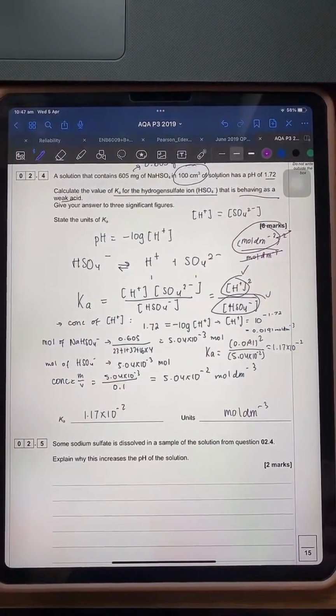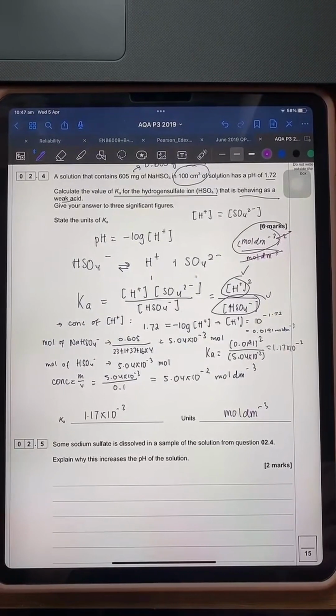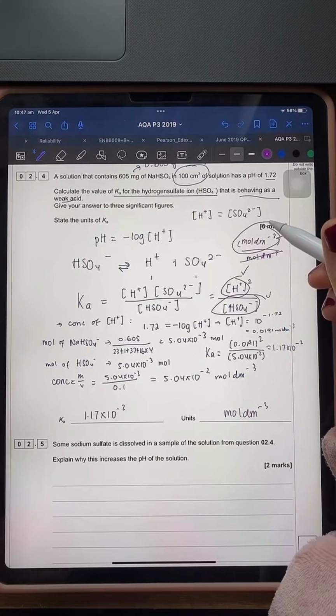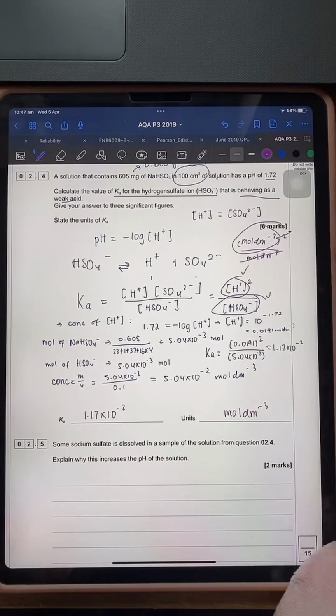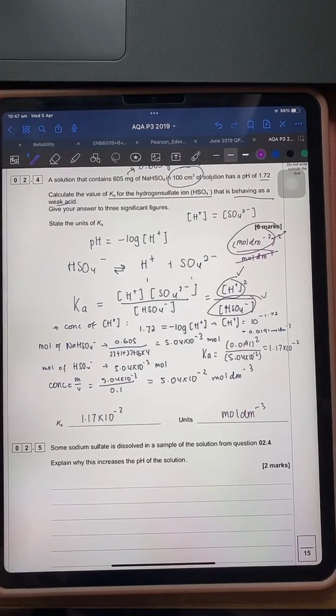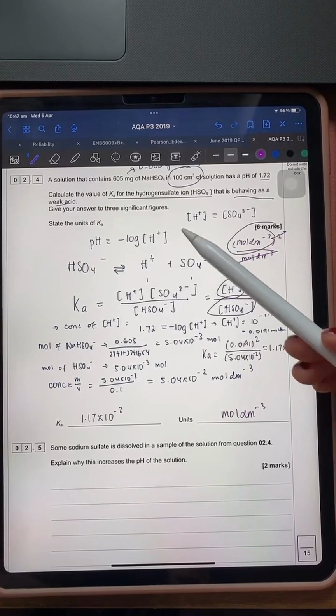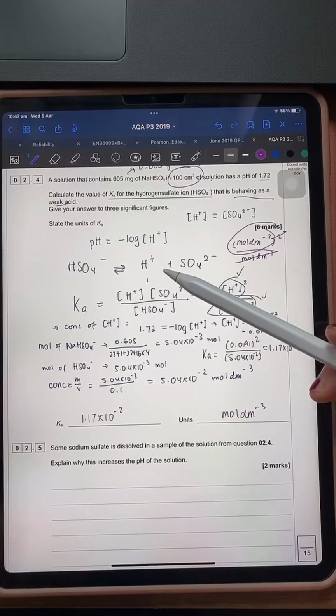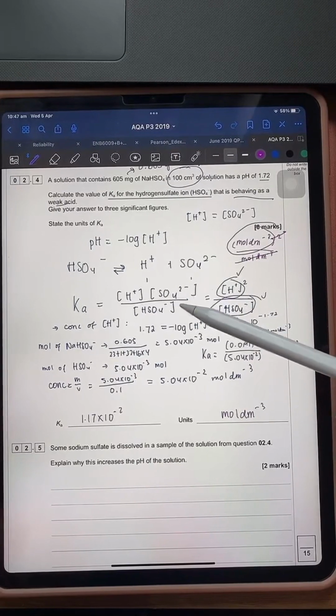Any other question? That's a whole lot of working for just one question. Yep, that is true, but it is 6 marks. So it's basically free 6 marks. But yeah, that's how you do it. Find the concentration of H plus, find the concentration of the HSO4, find the units. It's pretty simple.